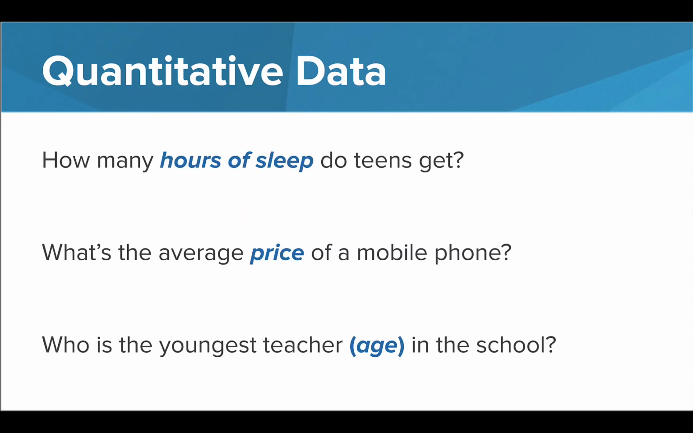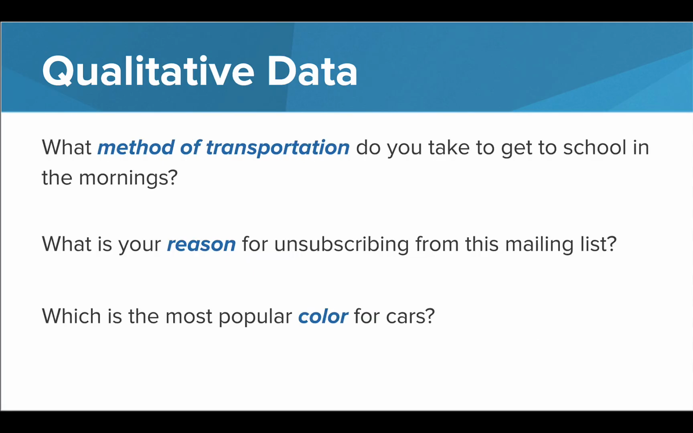Questions that require knowing a specific amount of something require quantitative data. A question like, how many hours of sleep do teens get, would need quantitative data to be able to answer it. When you use quantitative data, you can perform arithmetic computations, like finding the average price of a phone or the youngest teacher in the school. Qualitative data is useful to answer questions that deal with the why or the how or the which one.